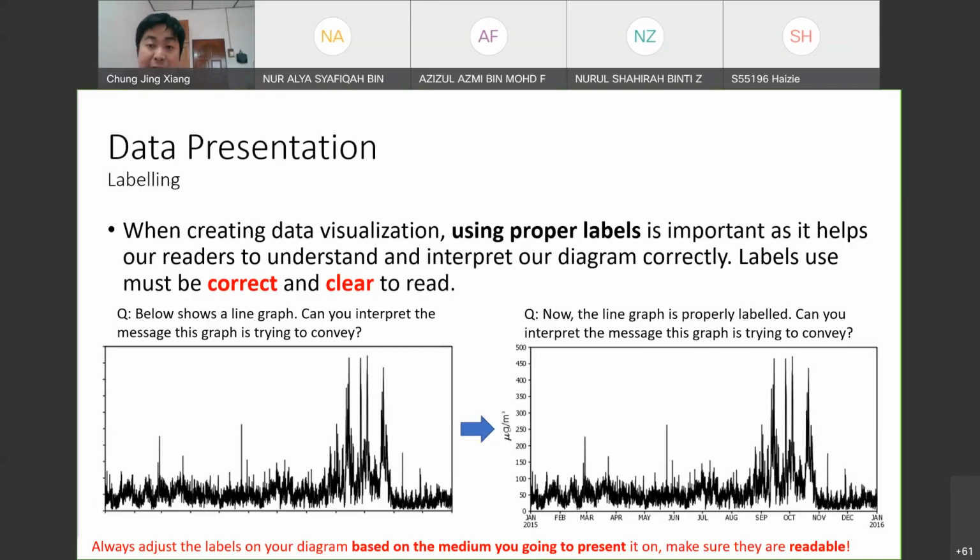Sometimes it looks clear to you, but when you put it in the PowerPoint, the graph will become smaller. When it becomes smaller, the label might not be clear anymore. In that situation, you might want to replot your figure with a larger label. So always adjust the label on your diagram based on the medium you are going to present, whether in a PPT, Microsoft Word, or maybe Facebook or anything. Make sure the label is readable on that medium.